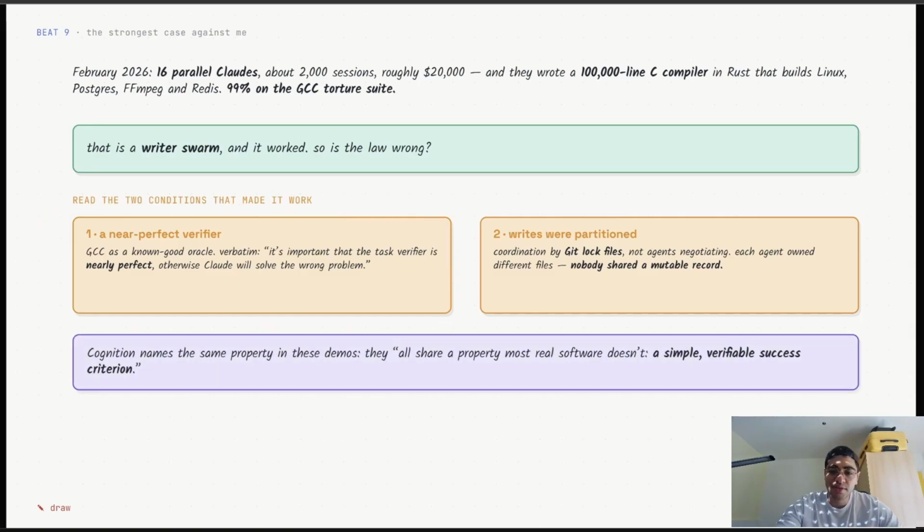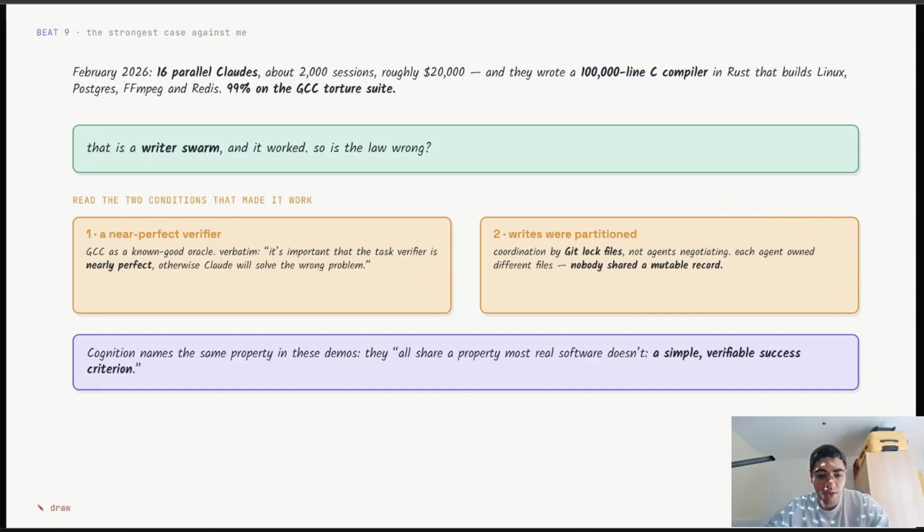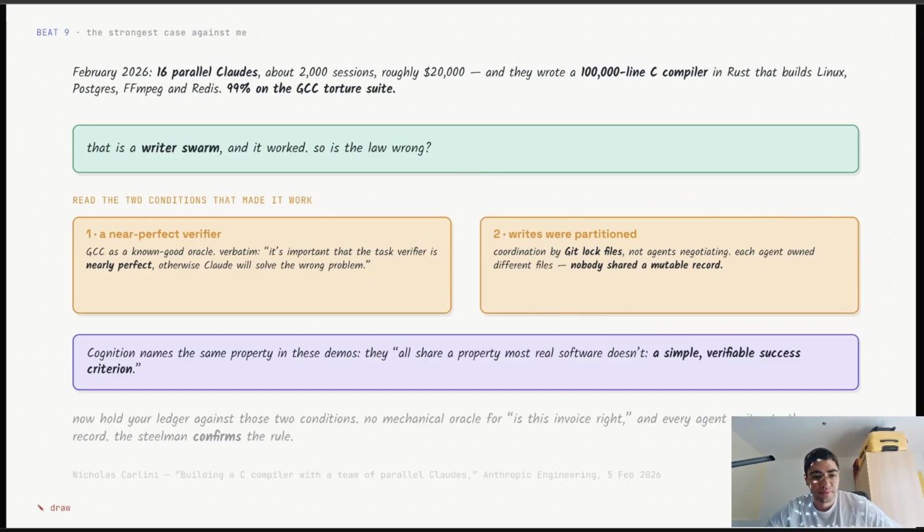Second is that the writes were partitioned. They were coordinating by git log files, and they were not negotiating or talking to each other a lot. Each agent owned different files. Nobody had a mutable record, and they didn't overwrite each other. We have already spoken about the main reasons for the failure of multi-agent systems, and one of them is the communication between the different agents.